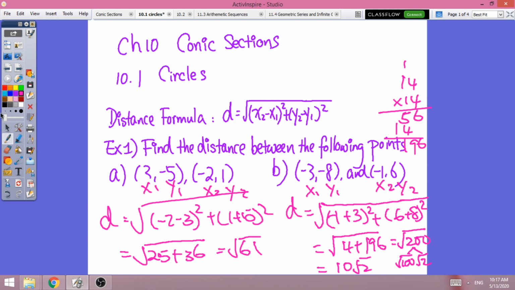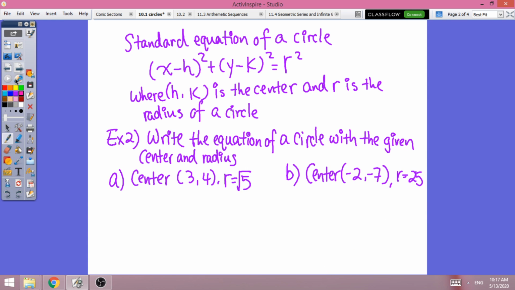Okay, that's the distance formula for circles. For those of you wondering why we use the distance formula for the equation of a circle, you'll see that later. Now let's move on to the next slide. For those of you familiar with it, this is the equation of a circle in standard form, where h and k is the center and r is the radius. So we have x minus h, quantity squared, plus y minus k, quantity squared, equals r squared.